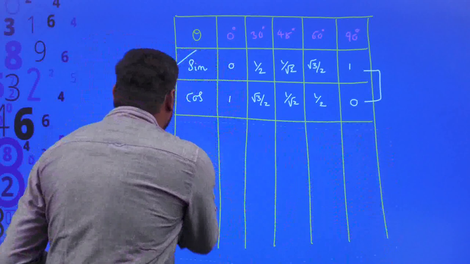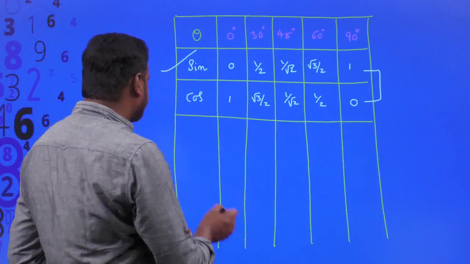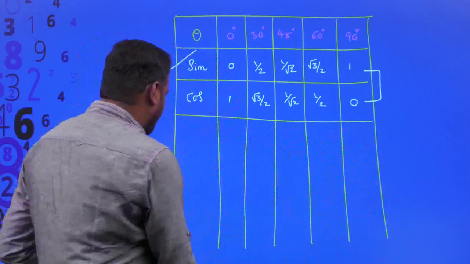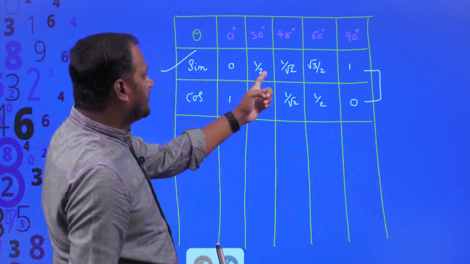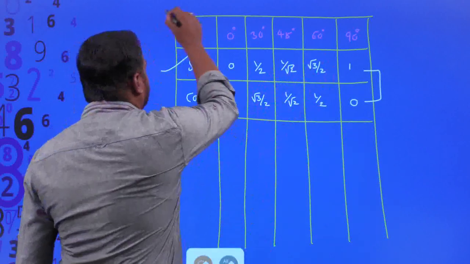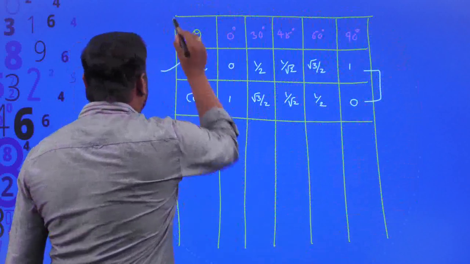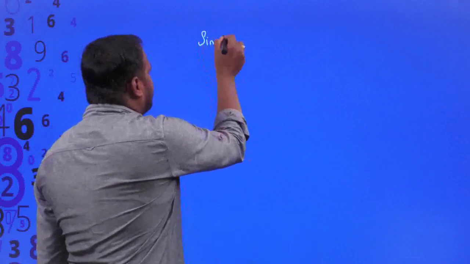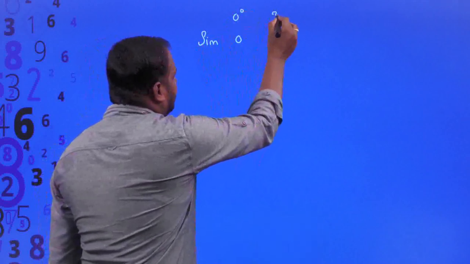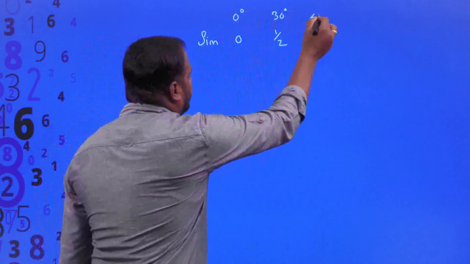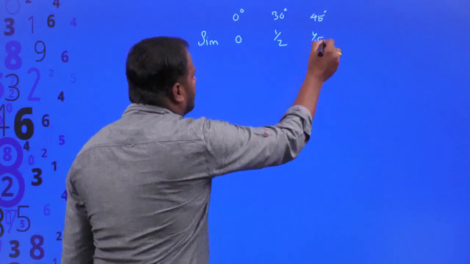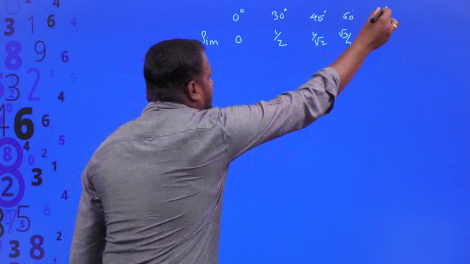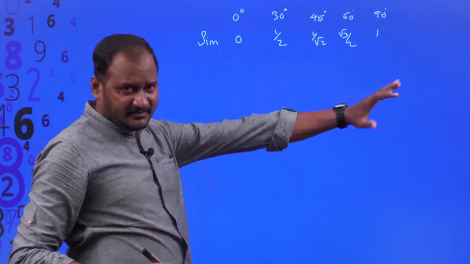So, that simple logic is like, for example, see, here the sine values are 0, 1 by 2, 1 by root 2, root 3 by 2 and 1. So, now I will just remember the values of sine and then I will give you a clear-cut idea for the sine values. I know that sine 0 degrees is equal to 0, sine 30 degrees is equal to 1 by 2, sine 45 degrees is equal to 1 by root 2, sine 60 degrees is equal to root 3 by 2 and sine 90 degrees is equal to 1. Right? This is what we placed in a table.